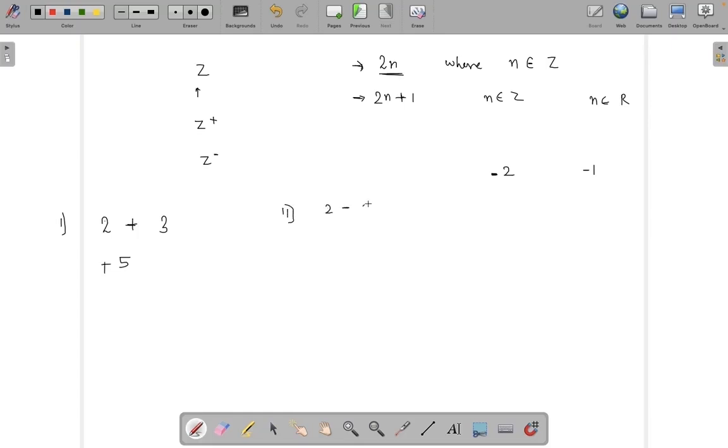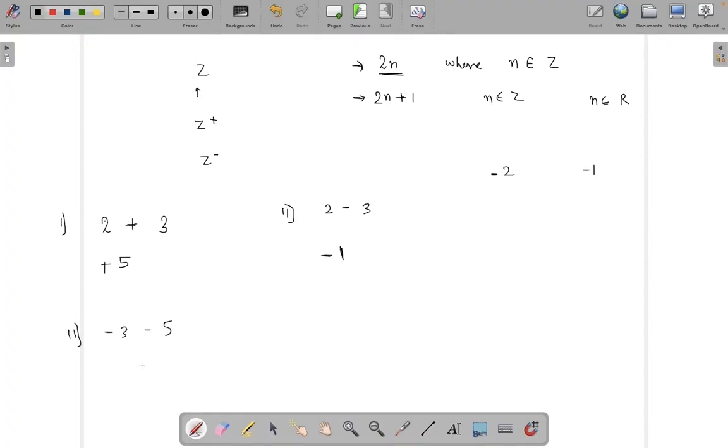If they are of different sign, what will you do? Subtract them and then retain the sign which is larger. So you subtract them. So subtraction will be 3 minus 2, which is 1, and then retain the sign which is larger, right? So same sign, there can be one more case when it is minus 3 minus 5.